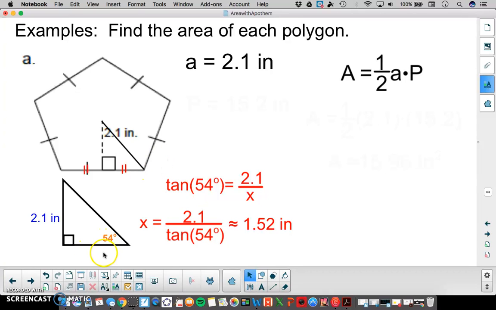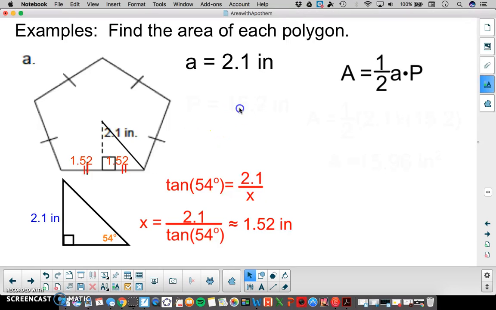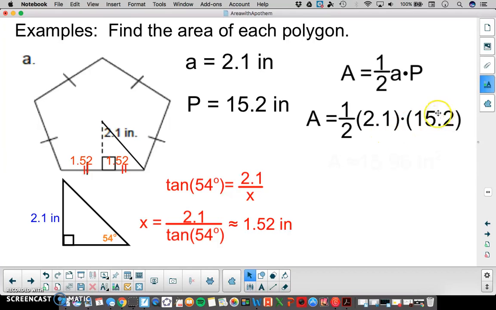Which means this piece down here is 1.52, but because this apothem bisects the side, this piece over here is also 1.52. When we put these two pieces together, we'll get the side length of 3.04 inches. Then we have a perimeter of 15.2 inches. Now I can plug both of these values into my formula to find area. So 1/2 times 2.1 times 15.2, and the area is approximately 15.96 square inches.